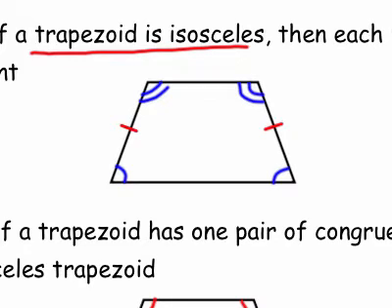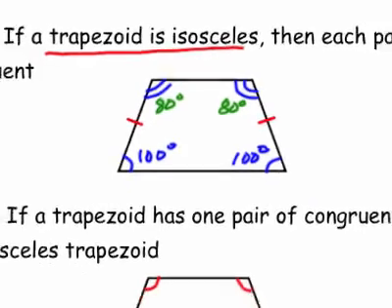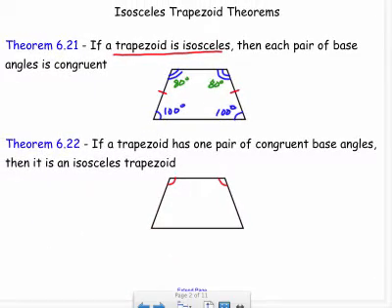For example, let's say this is 100 degrees right here. This one would also be 100 degrees across from it on the bottom. That would make these two 80 and 80, because they have to add up to 360. And vice versa: if a trapezoid has one pair of congruent base angles, like it does right here, then we know it's isosceles.